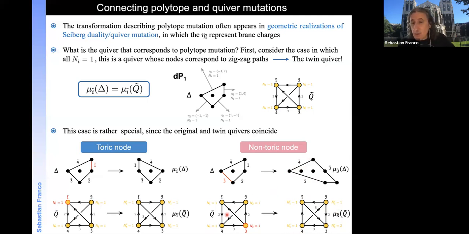There is more. Here we know the superpotential, right? I'm not going to give you the superpotential, but I'm not just doing the mutation of the quiver. I'm telling you what the superpotential is in each case. Any questions?